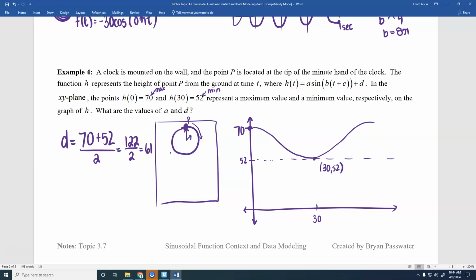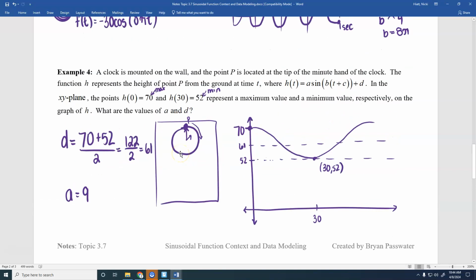Okay, so our midline is right here at 61. What would our amplitude be? 9. So A is going to equal 9. And this problem doesn't ask us for B and C. So we don't have to think about how we shift it over or change the period, because definitely your period of this has been changed. We just have to find A and D for that.